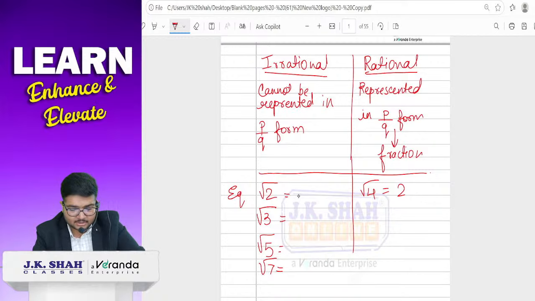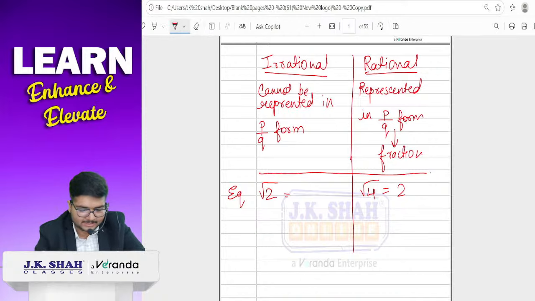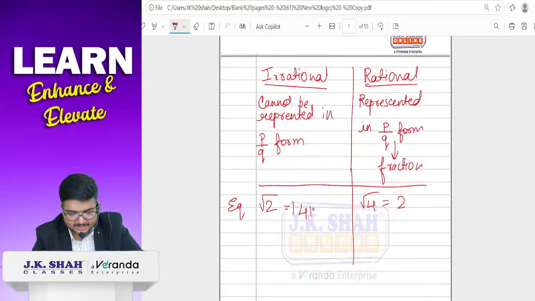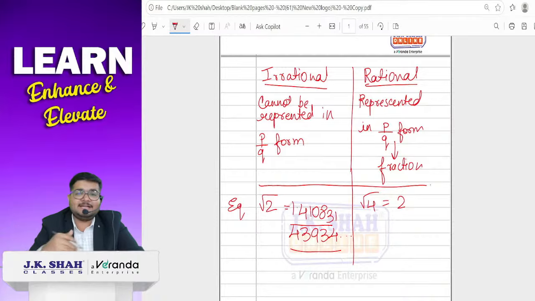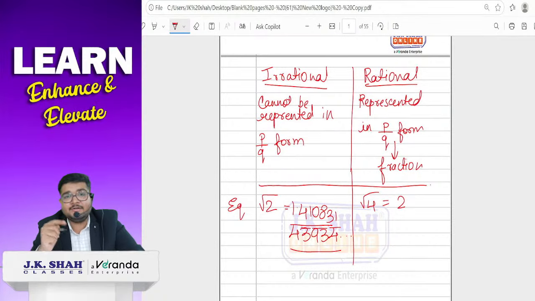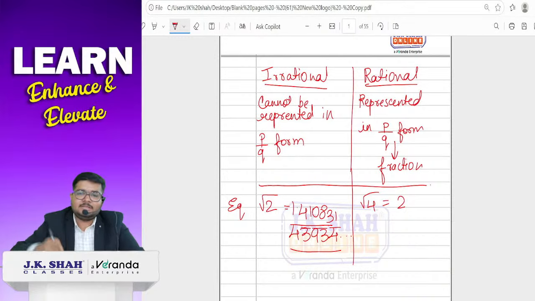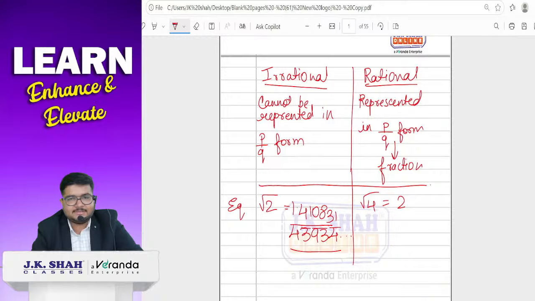Do you know why? Because if you take this, root 2 is an irrational number, right? If you calculate this, the answer will be looking like this. It won't be accurate, but it will look something like this. What I'm trying to tell you is the answer of this is never ending, it is non-terminating, and the digits that come after the decimal will not repeat themselves. There will be random numbers that will keep on coming till infinite times. There will be no repetition of digits and there will be never ending digits.